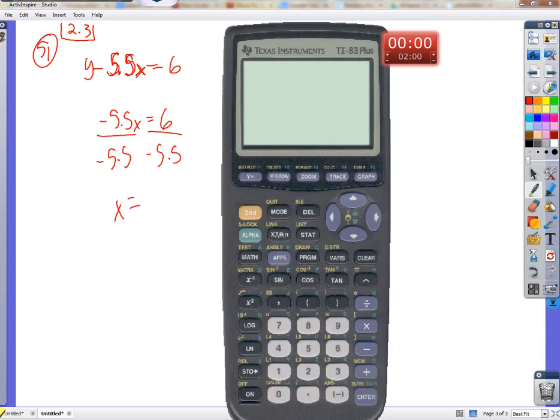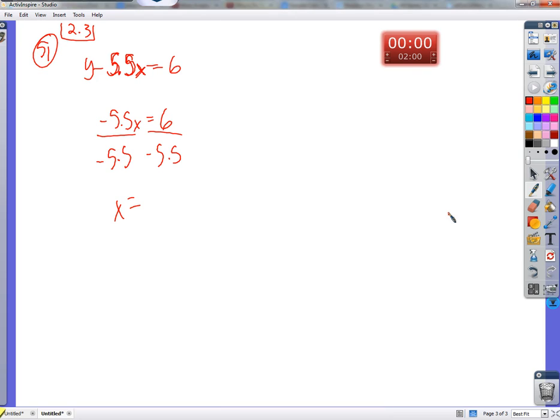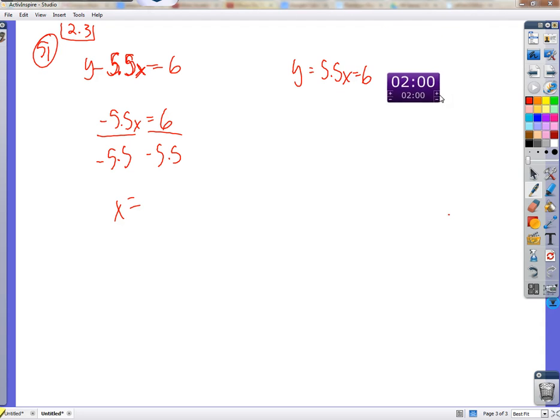Wait, question. How I did it, and I didn't know if I did it right, was I just added 5.5x on both sides, and then got those little bitters that form. Does that work? You got what now? That's right. Yeah, that works. Well, sure. As long as you add the same thing to both sides, you can do whatever you want. What did you do after that?